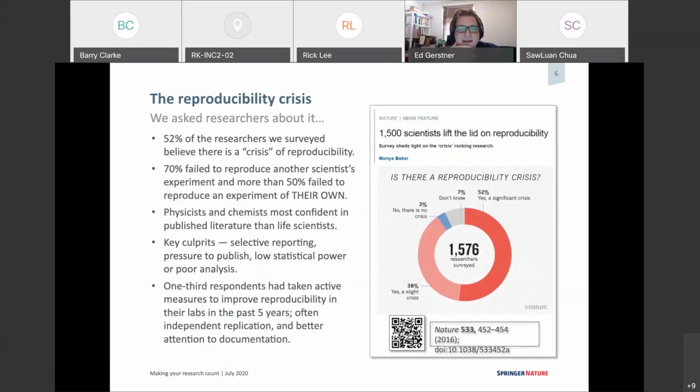And we've polled people about this in the past. We've asked researchers their opinions on this so-called crisis. And over half said they actually believe that there was a problem in science about the reproducibility of research that is published. 70% of the people that we polled found that they had, at one time or another, when they'd tried to reproduce the experiments of others that they'd read, they'd not been able to. But what's really astonishing is that half of the people that we asked admitted that when they tried to reproduce their own experiments, they were unable to reproduce them.